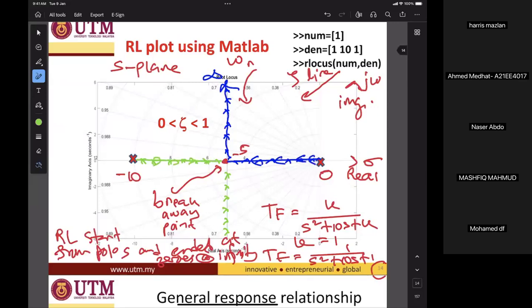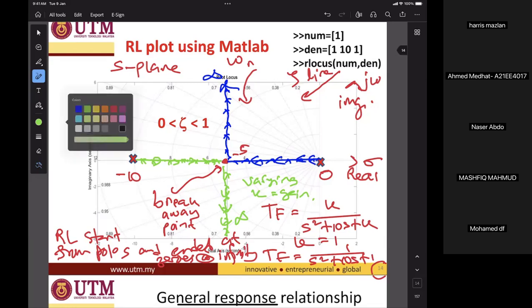and end at -infinity. So each of these closed loop poles on the root locus has a varying k value. Meaning that each of the closed loop poles on the root locus has a different k value, or gain value.